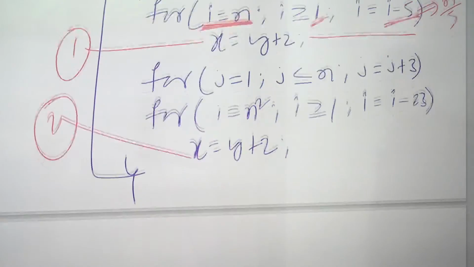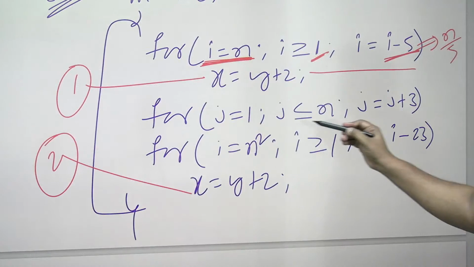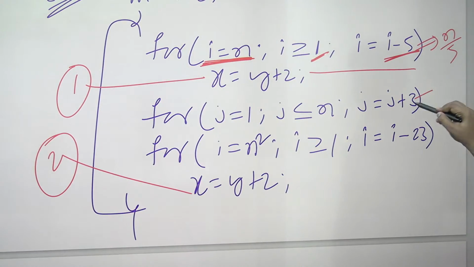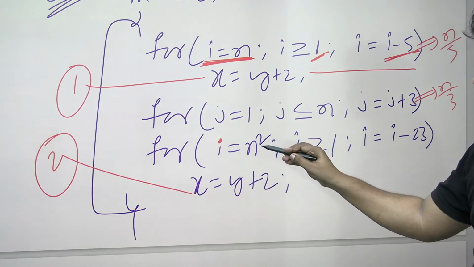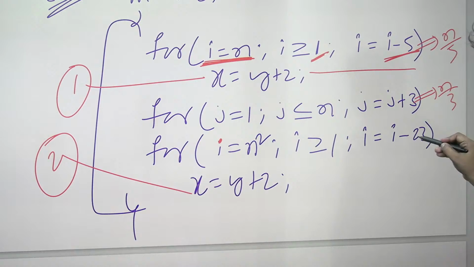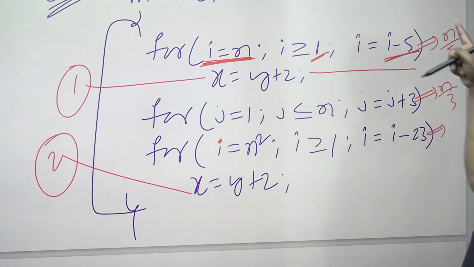Fine. Now come to the next one. If you see the second statement, in a similar way, I started from small, incrementing always plus 3, so n by 3. Next one, I started from a big number n square and keep on decrementing by 23, so it goes to n square by 23. So first statement is n by 5, second statement is n square by 23.